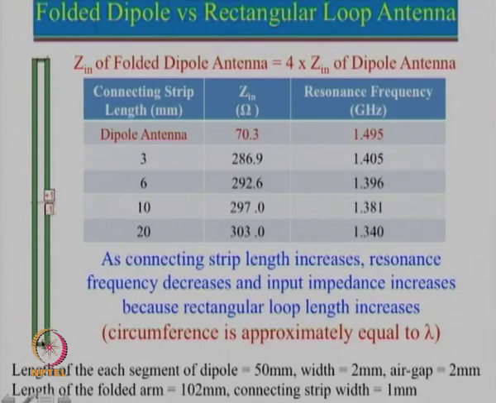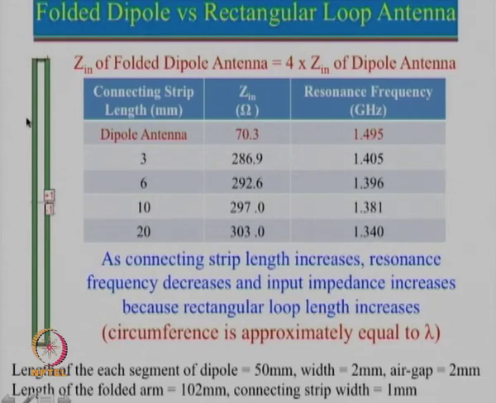So for this particular dipole antenna, the impedance is about 70 ohm, and resonance frequency is close to 1.5 gigahertz, and that can be very quickly looked into. If I just say approximately, this is 50 and 50, so that will be 100 mm, that is approximately equal to 10 centimeter. If we take 10 centimeter as lambda by 2, then wavelength will be equal to 20 centimeter, which corresponds to a frequency of 1.5 gigahertz. So you can see that it is very close to that.